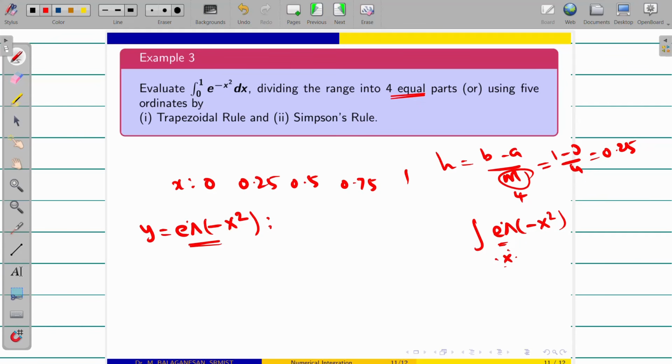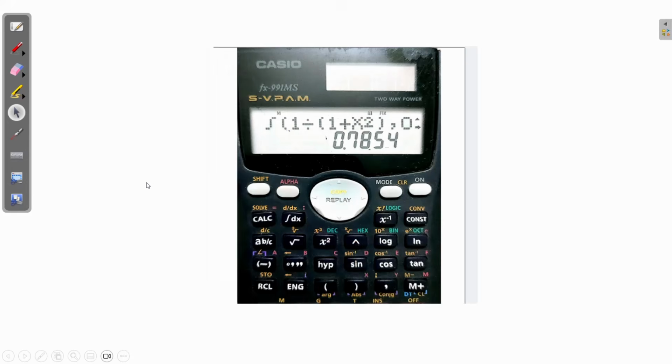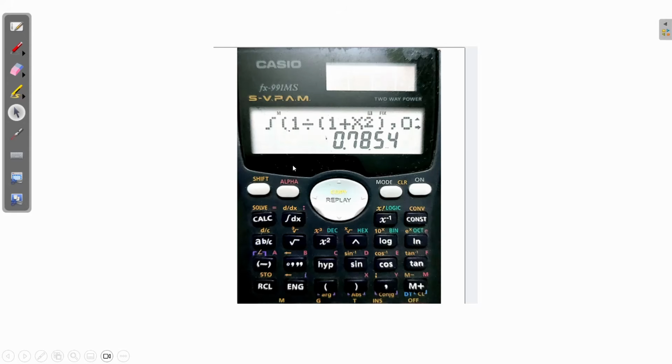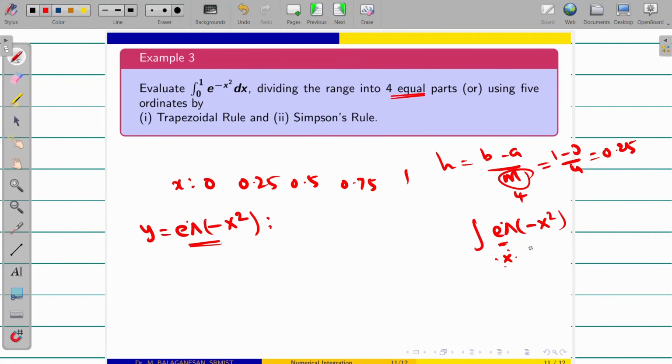So how can I get e? I will show you where it is. Look at that, it's here in this place. This LN button, you have to press alpha. If you press it, it will be pink color, and that E will appear there. Alpha E, the power symbol is here. So alpha E power symbol, bracket, minus alpha X square, comma 0, comma 1.